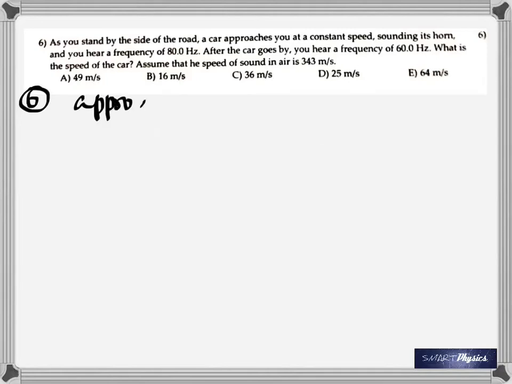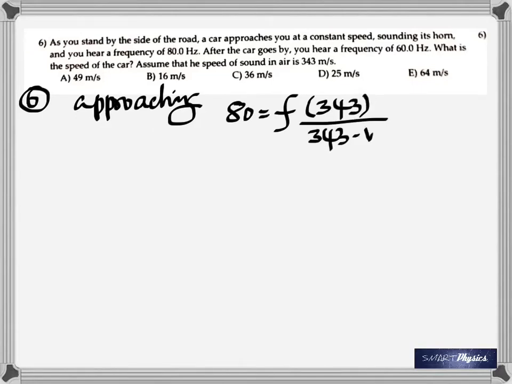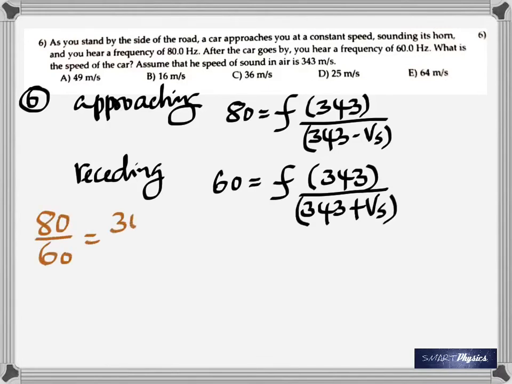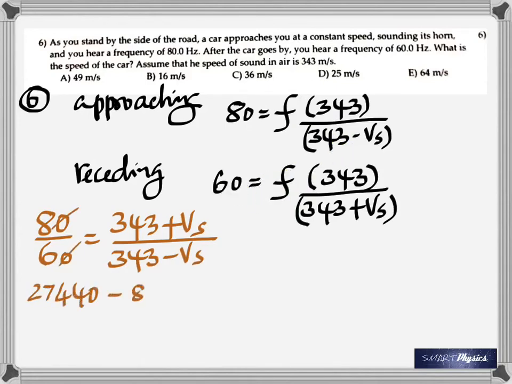Alright, so this is similar to one that we did before. Approaching, 80 is f times 343 by 343 minus Vs in the denominator, correct? And when it's receding, which means going away, 60 is f times 343 by 343 plus Vs. You have those two equations, divide one by the other. The frequencies will get cancelled right there when you divide. And now all you have to do is cross multiply and solve this equation.